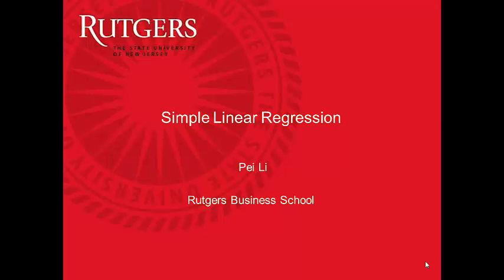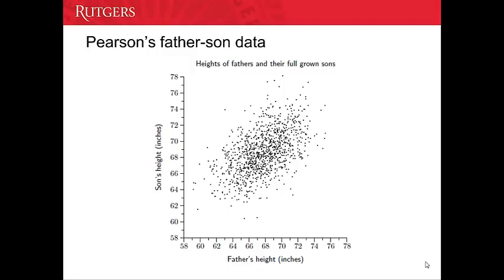Before we introduce simple linear regression, let us first take a look at the Pearson dataset. Karl Pearson collected the heights of fathers and their sons in order to use this dataset to study the relationship between the father's height and the son's height. He collected a total of 1,078 measurements of the father's height and his son's height.